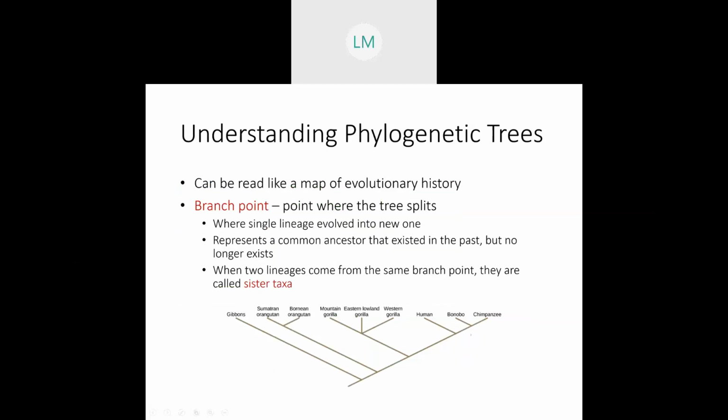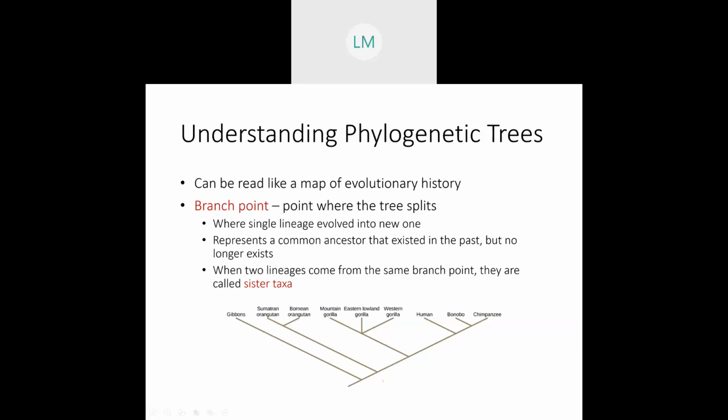Anytime we have a point where the tree splits, where we have a branch coming off, that's referred to as a branch point. So we've got a branch point up here, and then this one branches off again. This phylogenetic tree is just referring to apes. So we've got a branch point where a new lineage evolved.